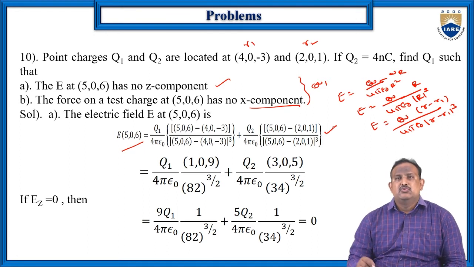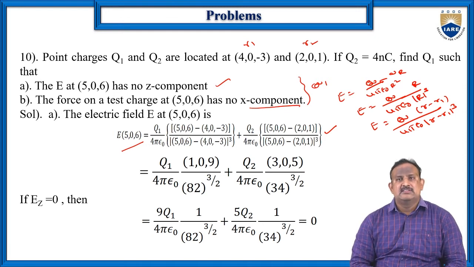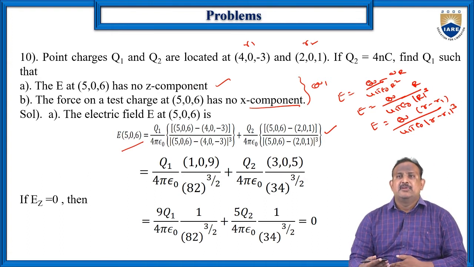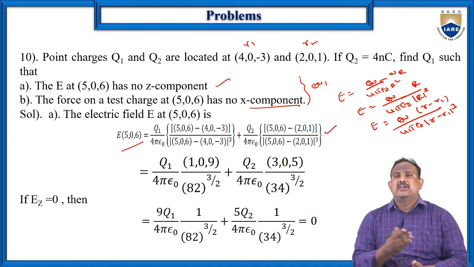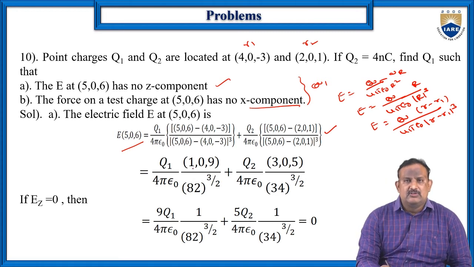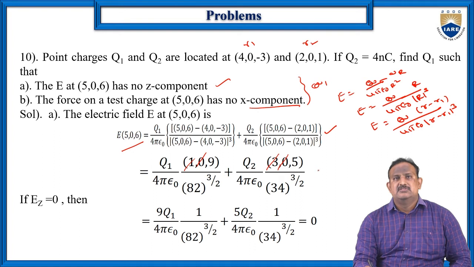Here Q1 is the unknown value and Q2 is the known value. The condition is that there is no Z component. That means along Z we have the electric field intensity, but in the other two directions, X and Y, perpendicular to Z, the electric field intensity is 0. So there is no need to consider the X and Y coordinates. Here the X coordinate is 0 and the Y coordinate is 0, and here also the X coordinate is 0 and the Y coordinate is 0. Therefore the equation can be reduced, and we equate the electric field intensity E to 0.